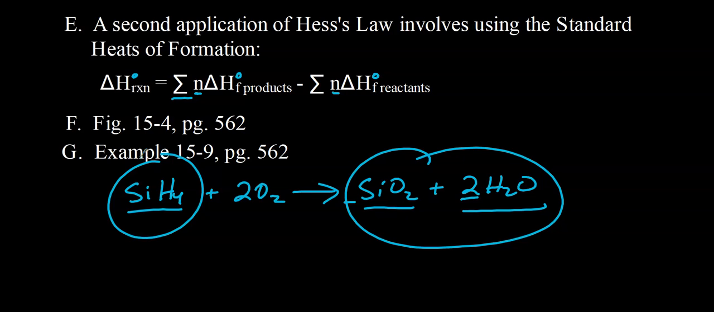which is negative 1,516.8 kilojoules per mole. All right, go ahead and use Hess's law and heats of formation to determine delta H for each of those reactions in number 39. Let's do all three, A, B, and C. Go ahead and pause the video now.